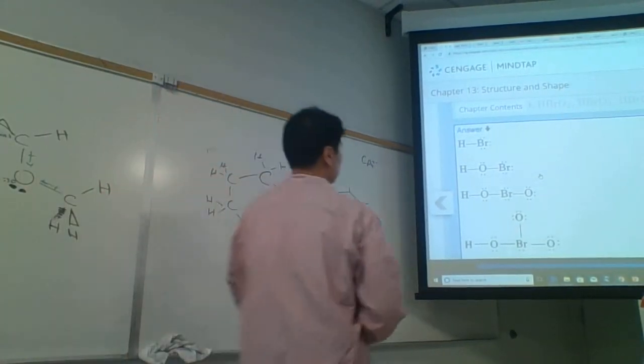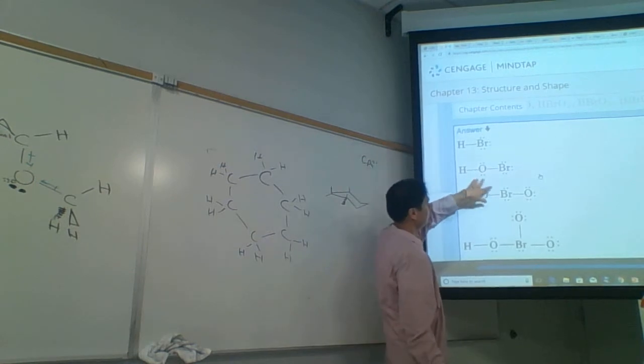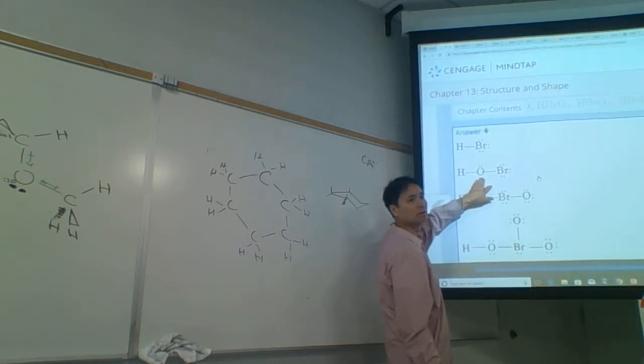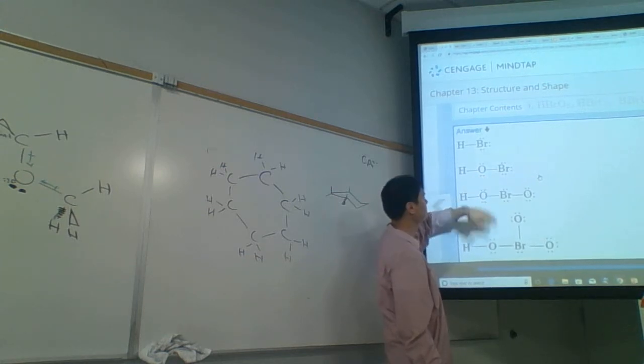So here, although the hydrogen bonds to bromine here, it does not bond to bromine here; it bonds to the oxygen, being more electronegative. So this would be the structure of this. What would the geometry of this one be? Molecular geometry. Bent.